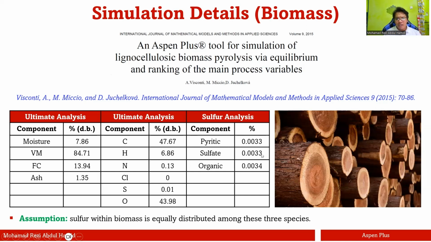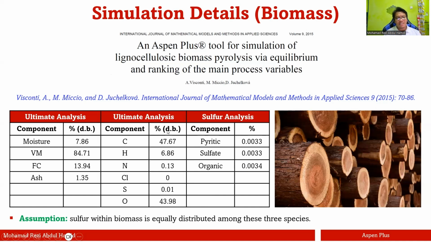So how do they get this number? Basically you have sulfur 0.01, equally distributed means divided by 3. So you have 0.0033, 0.0033, 0.0034. You add all of these three things together, it becomes 0.01. So that's how all of these three things are connected.